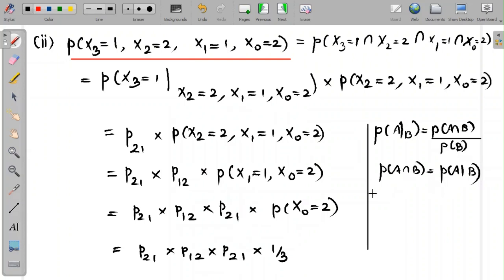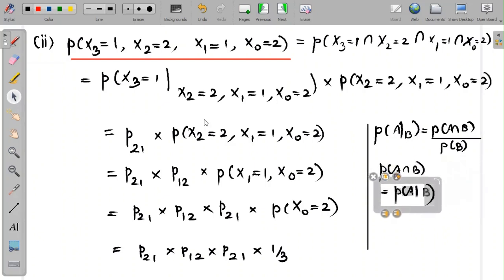Which means the probability that we wish to find out can be easily determined as the product of the conditional probability and P of B. And determining the conditional probability is easy if you can refer to the TPM, the transition probability matrix, for every one step transition. So here I'll follow this technique.